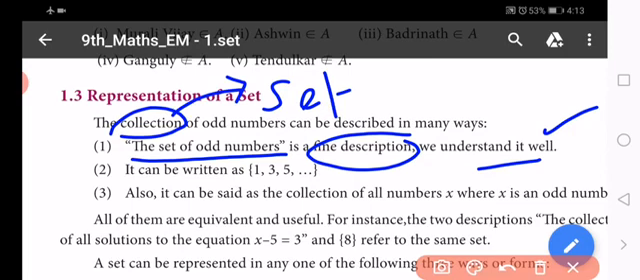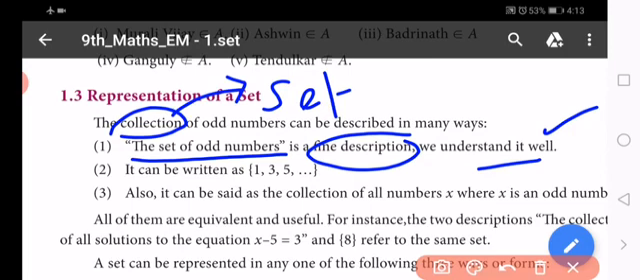So how do we represent a set in set language, that is, in mathematics? The collection of odd numbers is written as the set of odd numbers. It is one of the ways of representing the example collection of odd numbers.